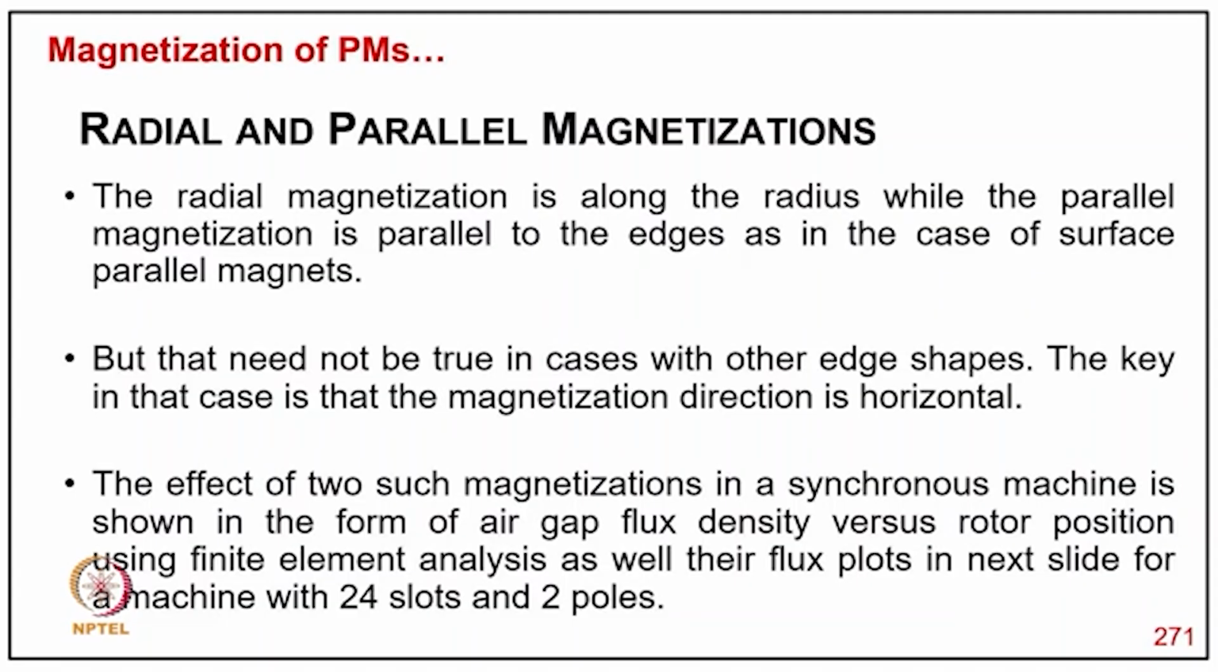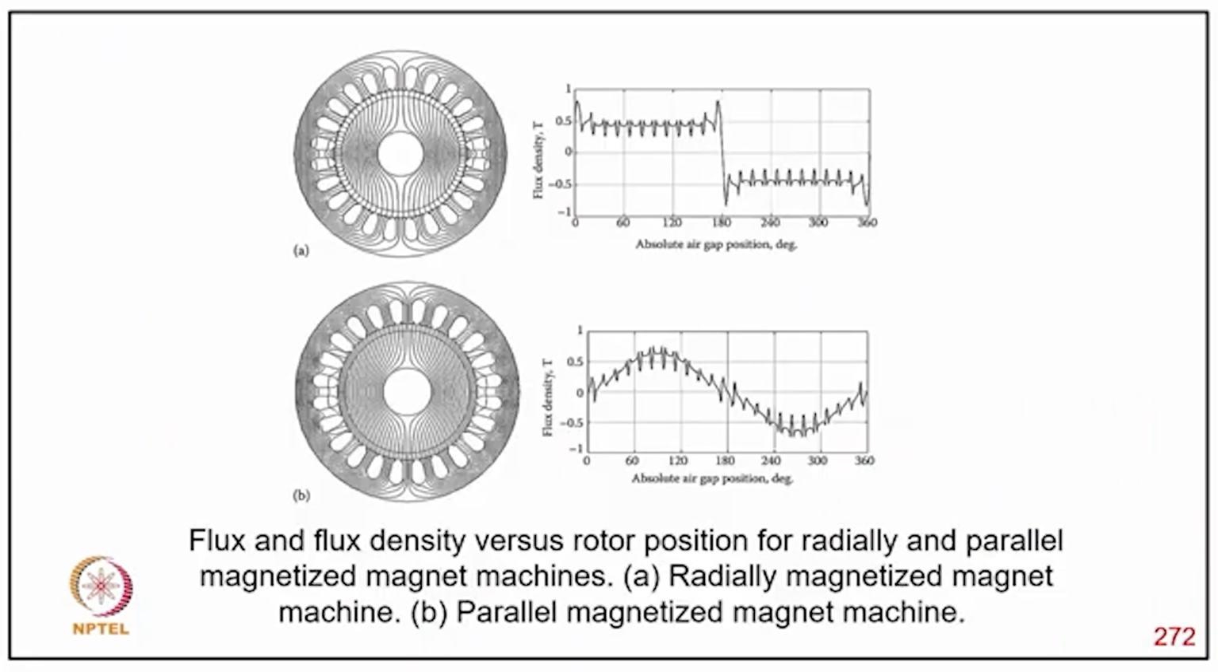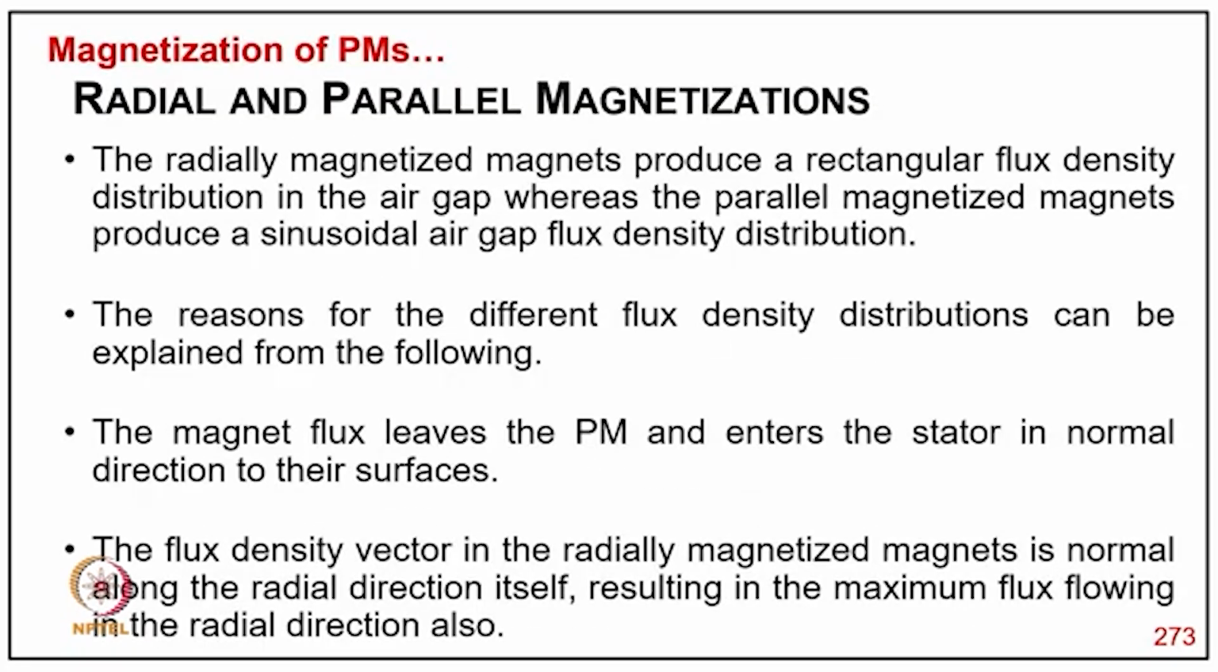The key in that case is the magnetization direction, and the effect of the two magnetizations in the synchronous machine is shown in the form of air gap flux density versus rotor position using finite element analysis, as flux plots in the next slide, for a machine of 24 slots 2 poles. As you can see how it looks, versus the rotor position, with parallel magnetizing and radial magnetizing. The radially magnetized magnet produces a rectangular flux density distribution in the air gap, whereas the parallel magnetized magnet produces a sinusoidal air gap flux density distribution.